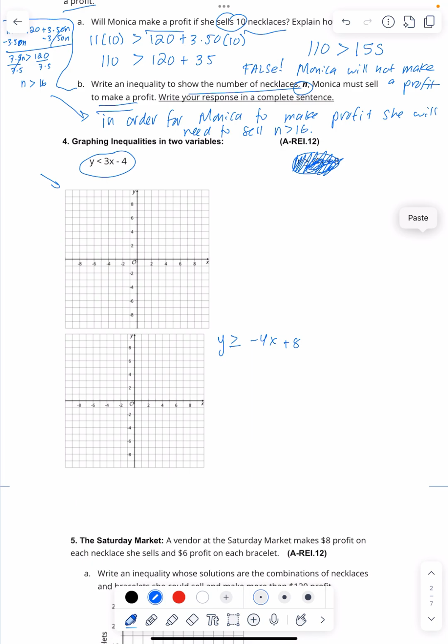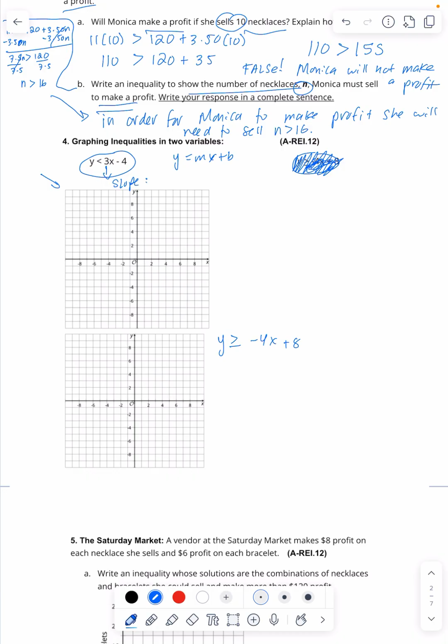So now, how do we graph this? Well, it's very similar again to when we graph linear equations. In this case, it's already in y equals mx plus b form, slope-intercept. So 3 here is our slope.